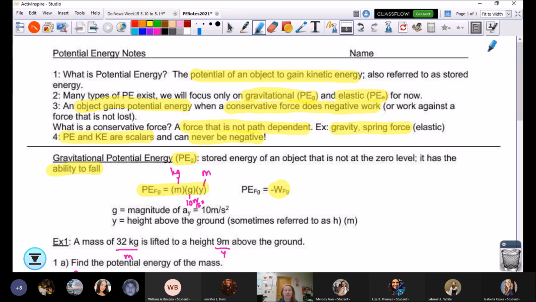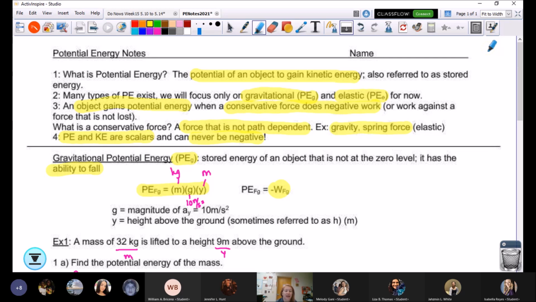So how do I create potential energy in an object? Technically speaking, we're using a conservative force and it's doing negative work. So I'm doing work against a force that is not lost. Conservation means to not lose or to keep.